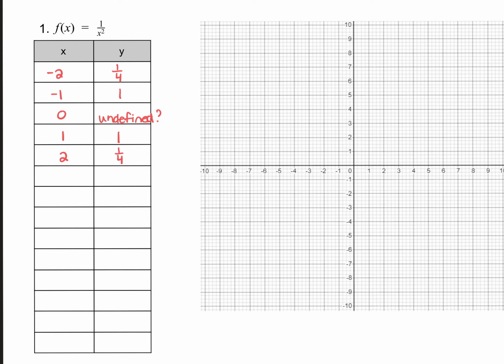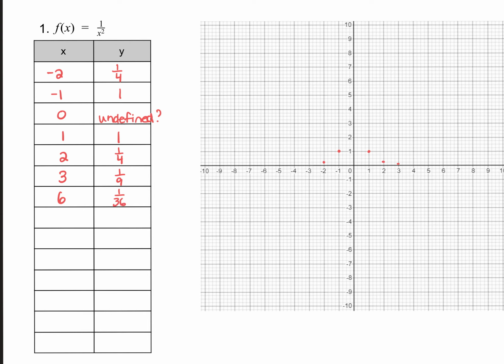So if I graph those points, (-2, 1/4), (-1, 1), (1, 1), and (2, 1/4). So maybe you try going out a little bit further. You say, okay, well, what happens if I do 3? Well, I'd get 1/9. That's going to put me even closer to the x-axis. What if I tried 6? Then I'm going to get 1/36. Now, that's going to be really hard for me to graph.